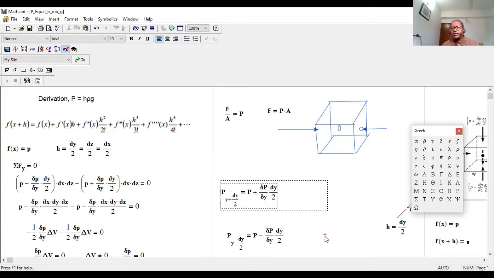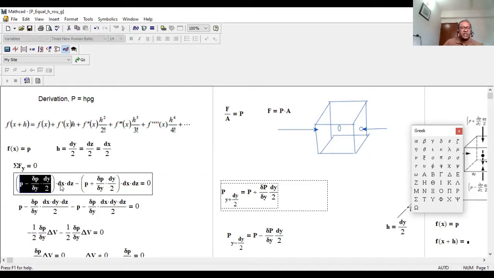Now we'll do the force balance. How can we do it? We are saying right over here, the summation of force along the y direction is 0. So at first you figure out the force on this surface. This distance is dx and height is dz. So what will be the area? dx into dz. Then you multiply the area. What is the area? It is this one, and what is the pressure? P minus del P by del y dy by 2. So I multiply by this, this is pressure, this is the area. The right-hand side is working in the negative y direction, so minus.